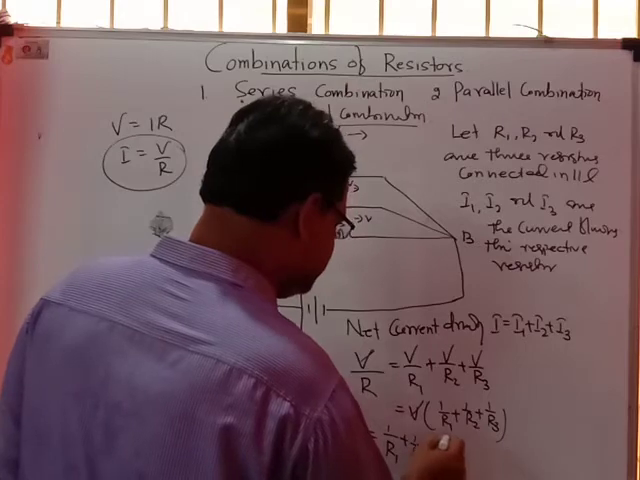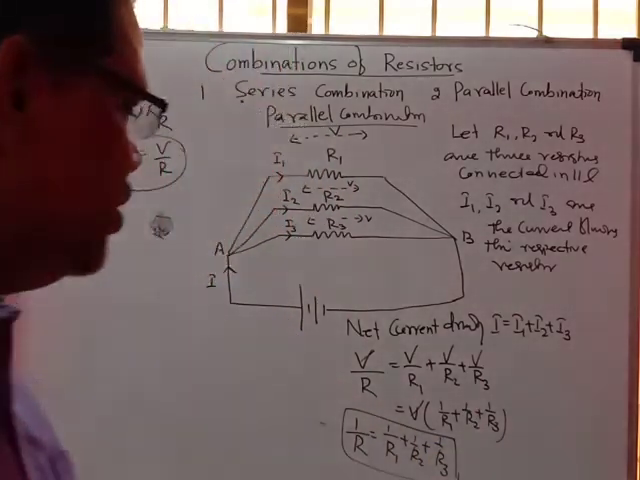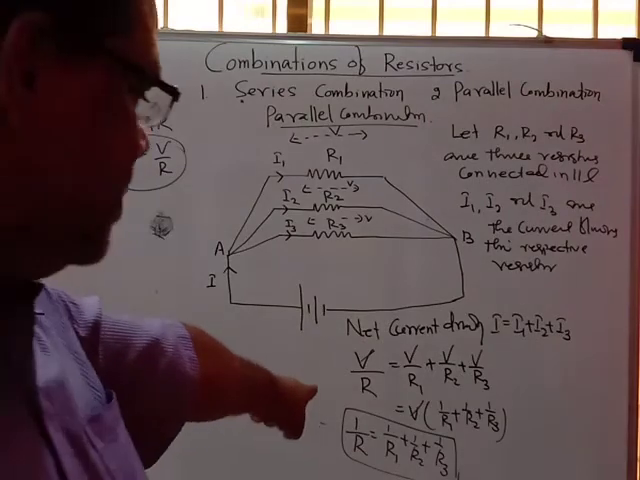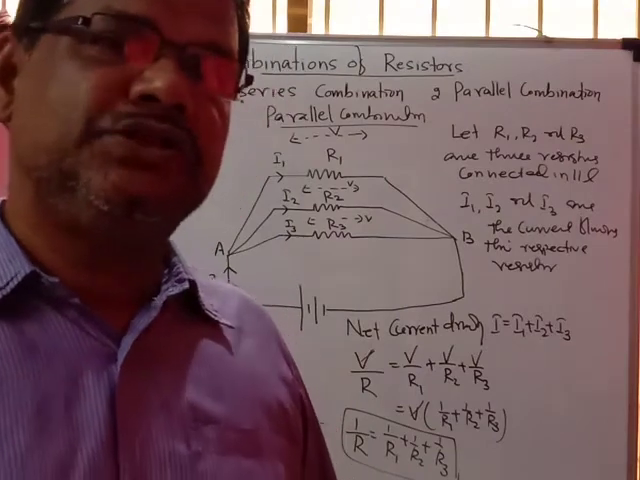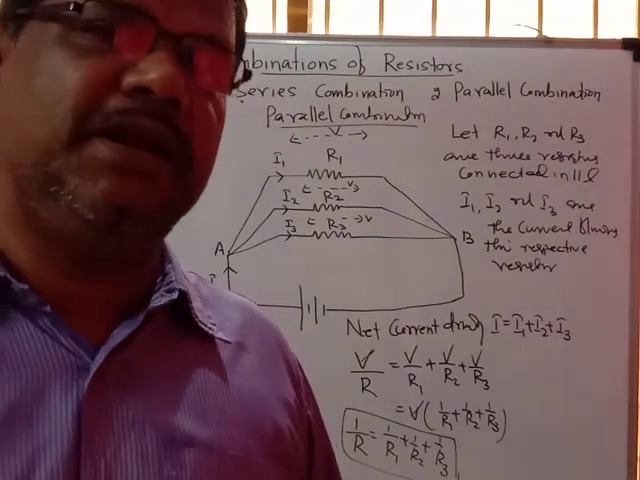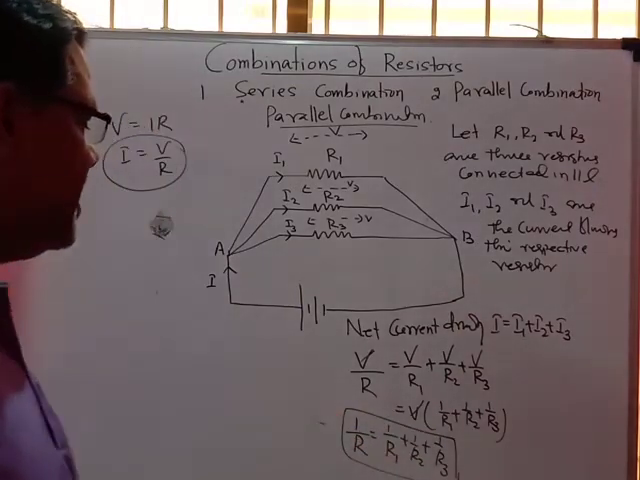So what is the law of combination in the case of parallel grouping? The reciprocal of the equivalent resistance, 1 upon R, is equal to the sum of the reciprocals of the individual resistors. This is all about the formula for parallel grouping.